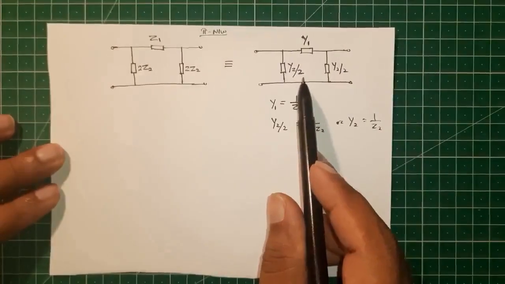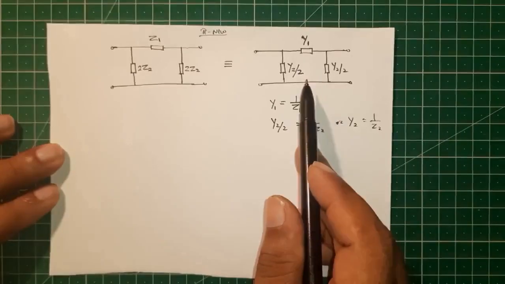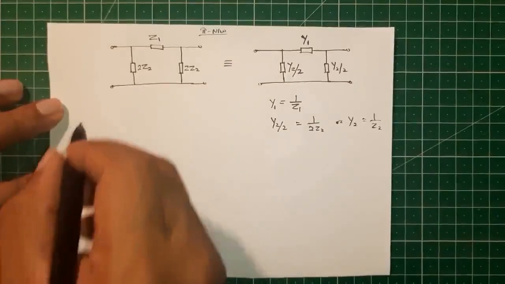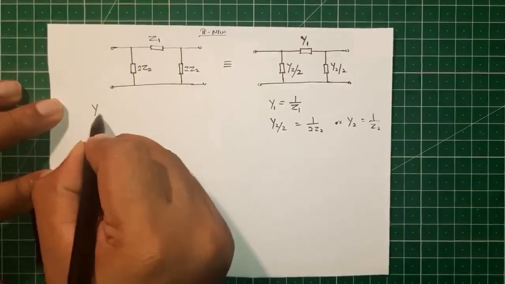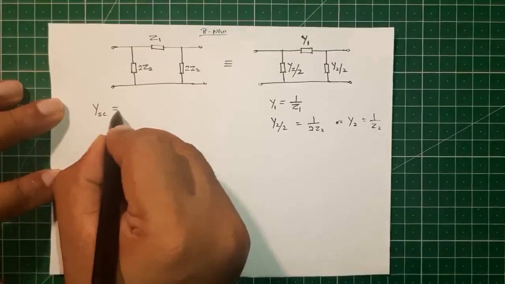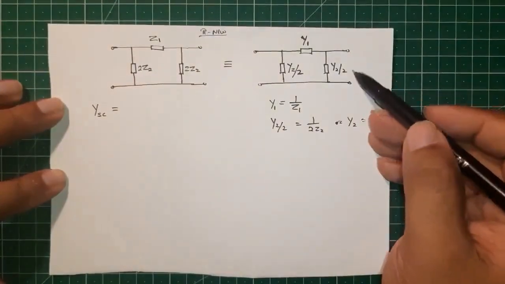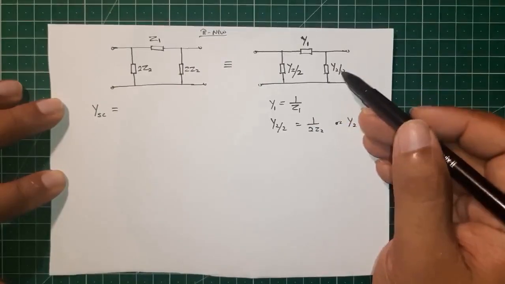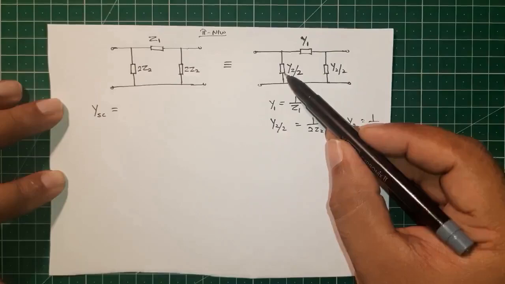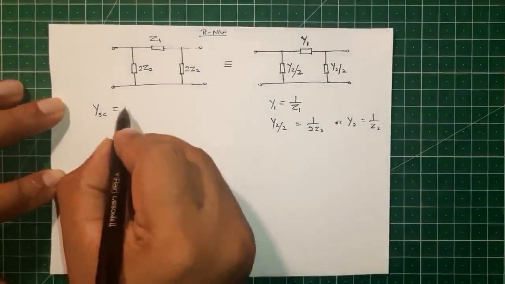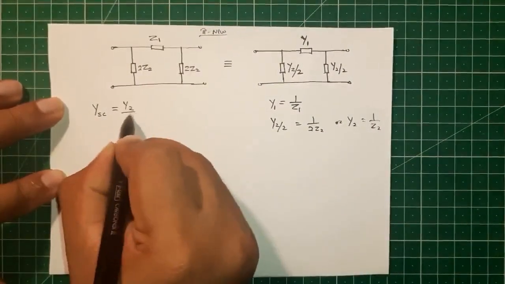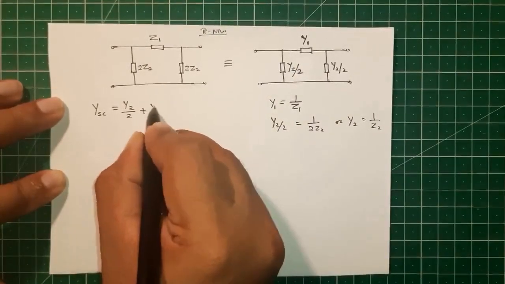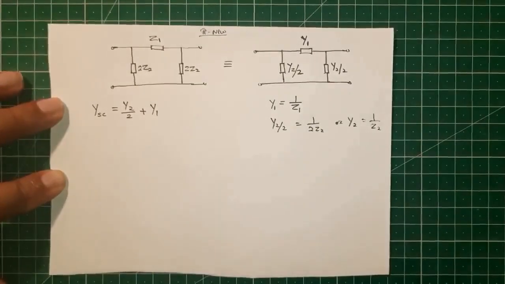So we will examine this admittance network and write the short circuit and the open circuit admittances. What is the short circuit admittance, YSC? When we short circuit this terminal, then this admittance is ruled out. So we have this admittance in parallel with this admittance, and the total admittance will be the sum of this admittance plus Y1. So Y2 by 2 plus Y1.